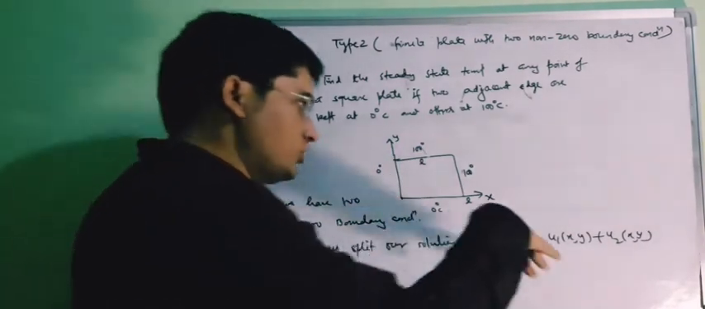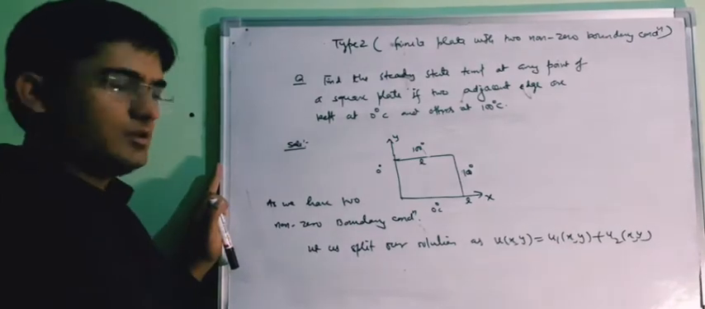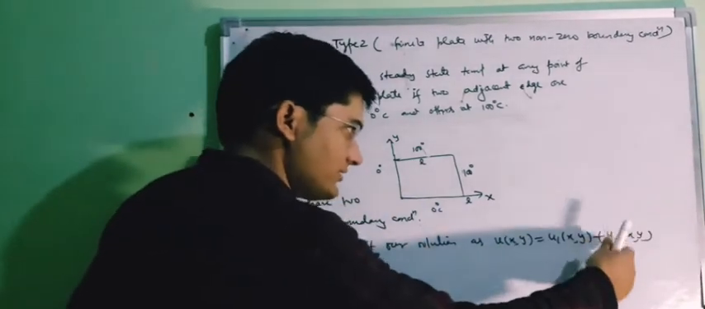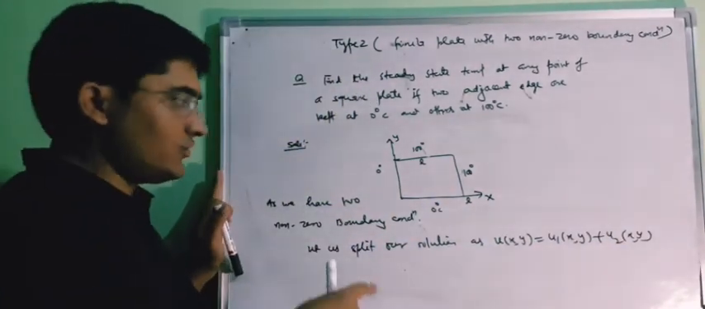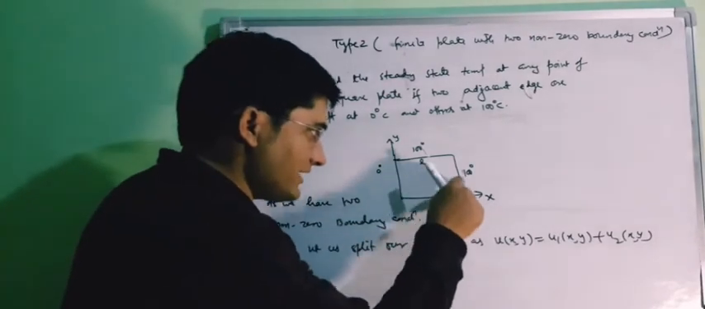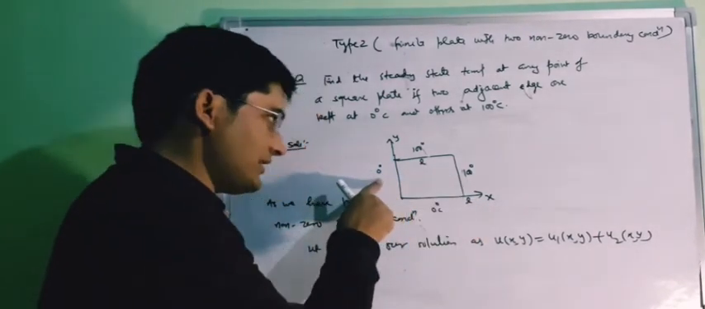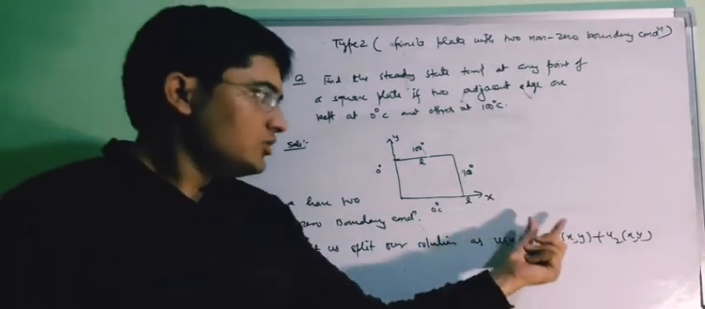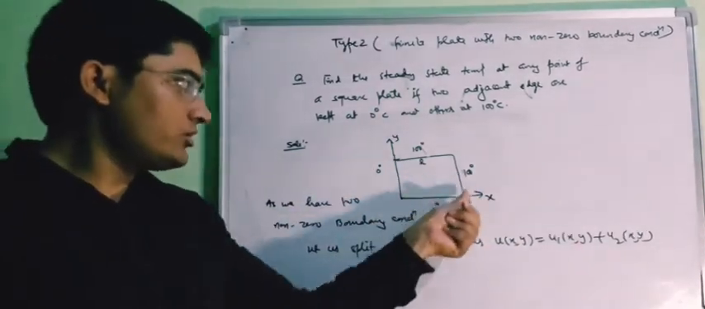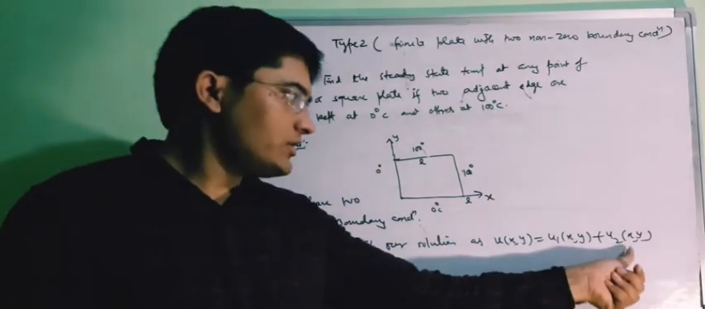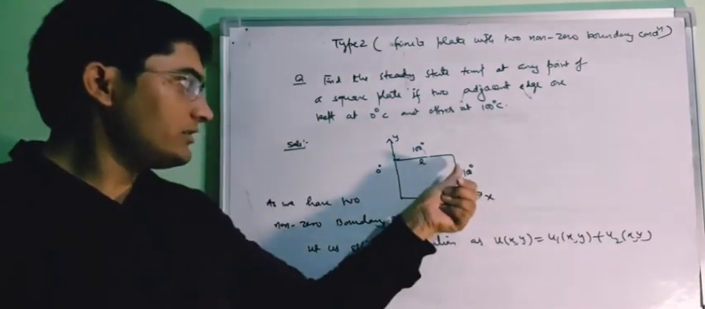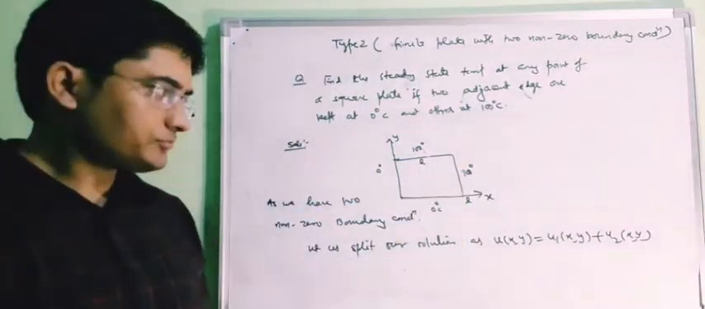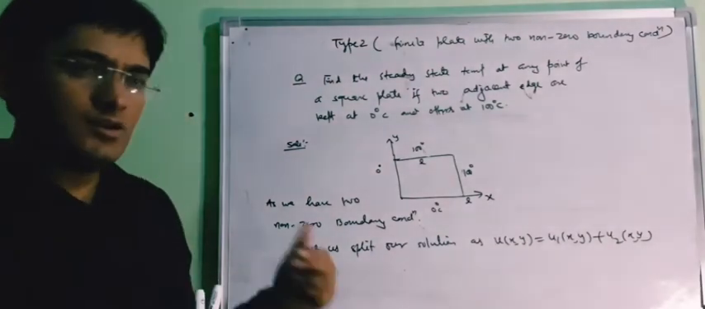And let us assume u2(x,y) is the solution in that case, when the temperature of this edge is 0, the temperature of this edge is 0 and the temperature of this edge is 0. That means u1(x,y) is the solution when three boundary conditions are 0 and u2(x,y) is another solution when another three boundary conditions are 0. So that we can apply the solution of the Laplace equation.